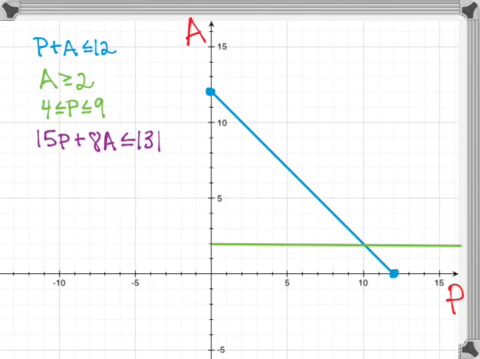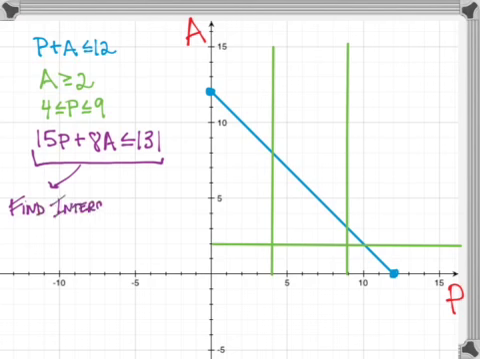Well, there's A equals 2. And am I going to shade up or down? Up. There is P bounded between 4 and 9. And am I going to shade out from those lines or in from those lines? In.